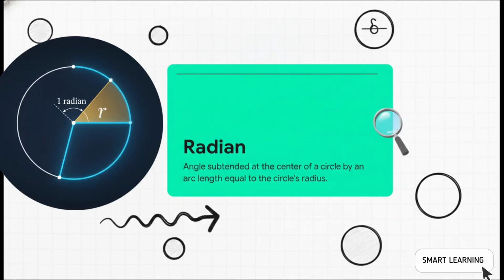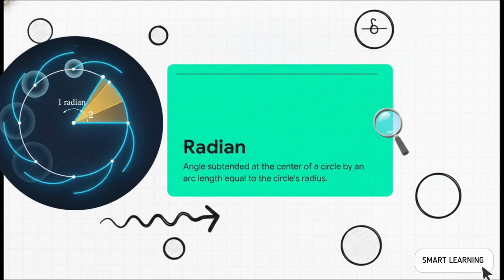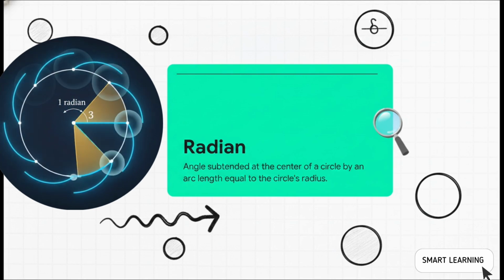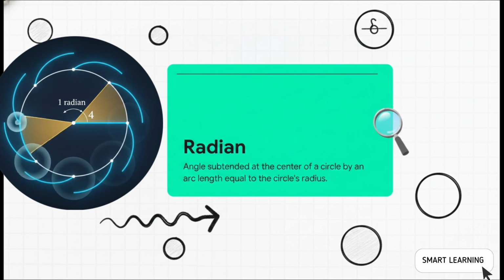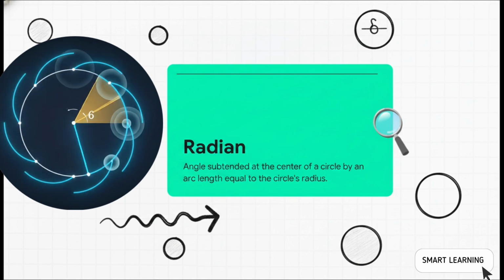Okay, so let's start flat in 2D with the radian. This is our fundamental unit for measuring a plane angle. And the definition is actually really elegant. A single radian is just the angle formed right at the center of a circle by an arc whose length is exactly equal to the circle's radius.